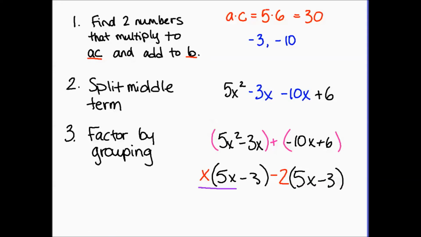Then I need to see what these two terms have in common. They both have a 5x minus 3, so my GCF is 5x minus 3. And when I factor that out, I'm left with x minus 2.